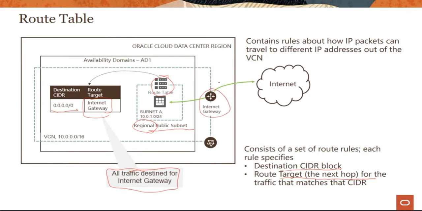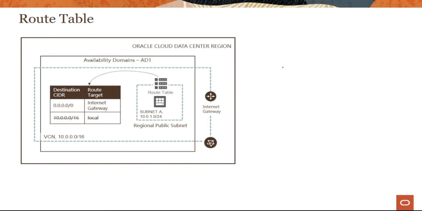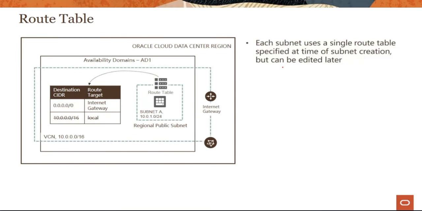It's a managed service provided by the OCI Virtual Cloud Network Service, and right here you can see, because of that particular entry in my route table, my packets can actually go to the internet, and they can also come from the internet. So somebody could access, if it's a web server, they could access my web server running in the public subnet. Now, important considerations to keep in mind: each subnet uses a single route table.